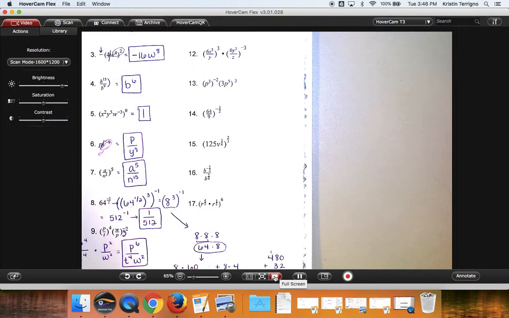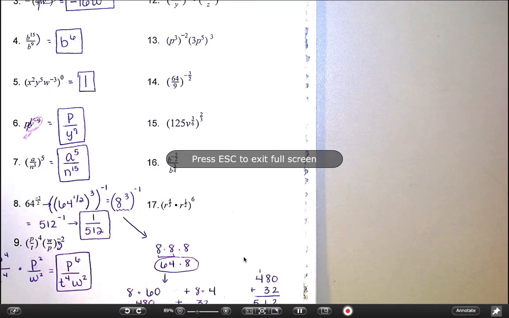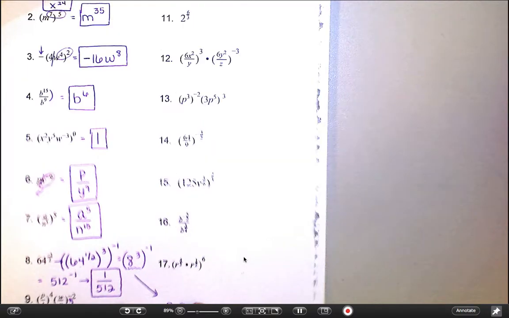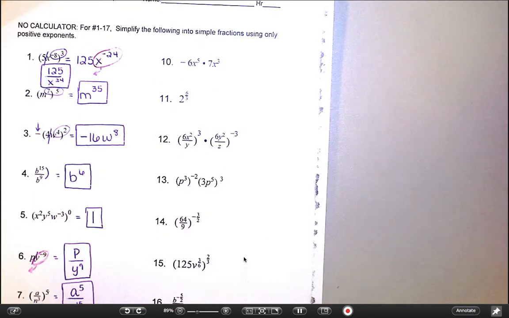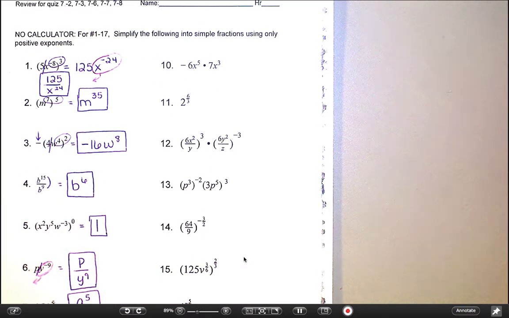Everyone, this is the second half of the no calculator quiz review from chapter 7 for Algebra 1. I'm trying to shift down to the top there so you can see what I'm doing. So try to ignore this side. I released a previous video that covered this side. Now I'm going to be focusing on the right side of this page.